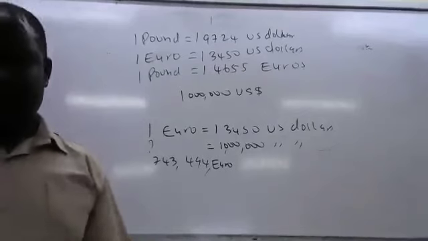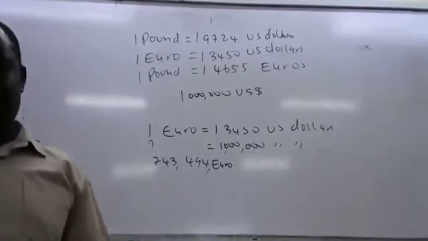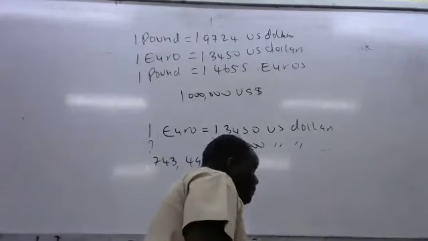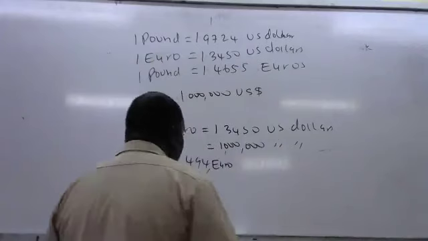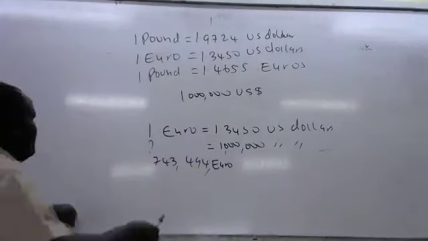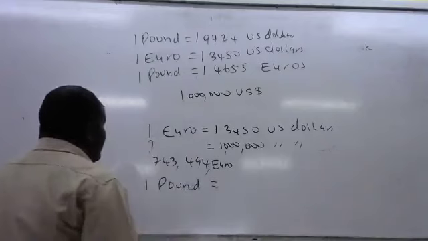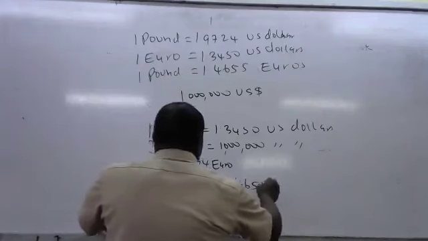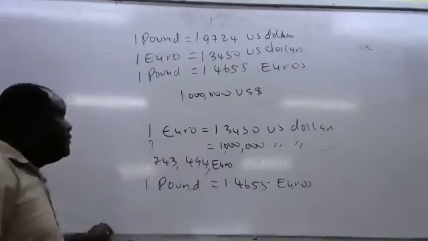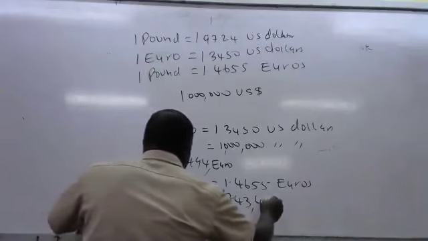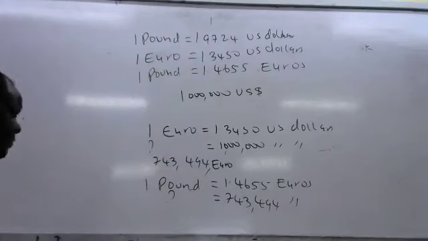Then now we get step number 2. Step 2 will be to convert the euro to the pound. So the pound and the euro: 1 pound is equivalent to 1.4655 euros. So we use this one. We have seen that we have 743,494 euros. So when you convert them into pounds, how much should we have at that point?